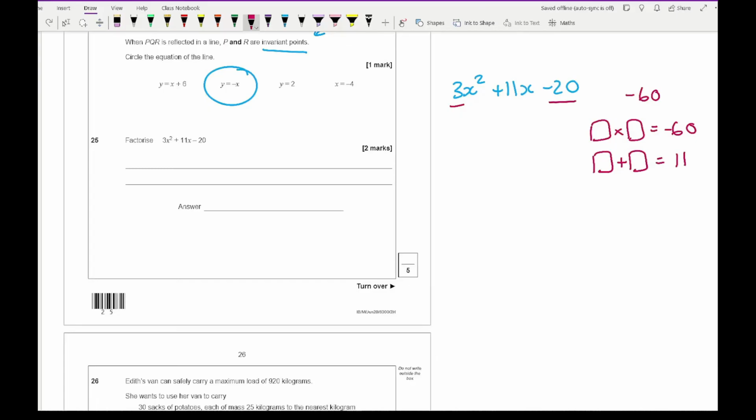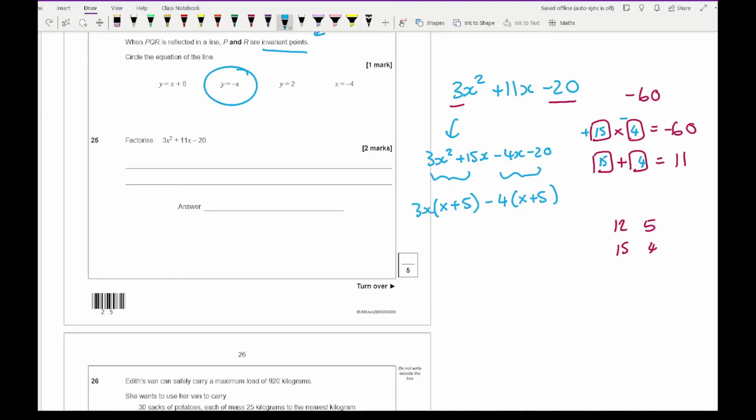Well, the numbers I'm going to have here are going to be 12 and 5, no, not 12 and 5. We've got 15 and 4, which seems the more logical option. And because we've got plus 11, it's going to be plus 15 and minus 4. So from this, I've got 3x squared plus 15x minus 4x minus 20. Then I want to factorise the pairs, so I get 3x, and then x plus 5, minus 4, and x plus 5. So my two brackets are going to be 3x minus 4 and x plus 5.